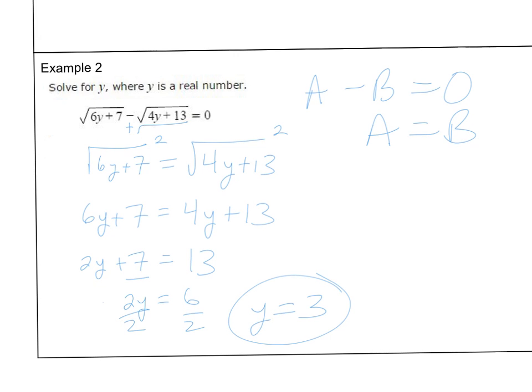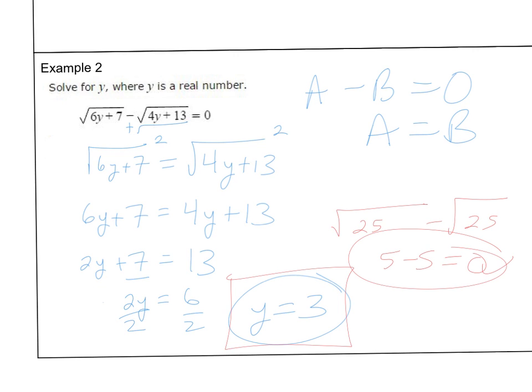If I were to plug 3 into the equation, I'd get the square root of 6 times 3, which is 18. 18 plus 7, I think, is 25, minus the square root of 4 times 3 is 12, plus 13 is 25. I'd get 5 minus 5. That equals 0, so that checks out.